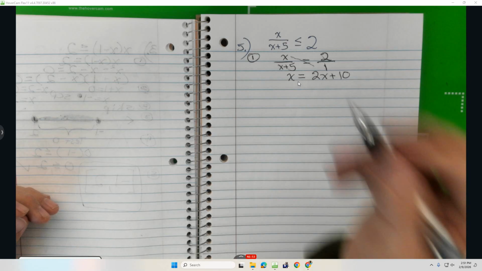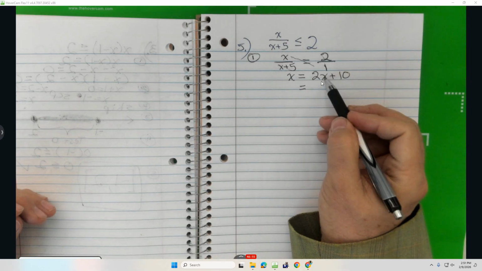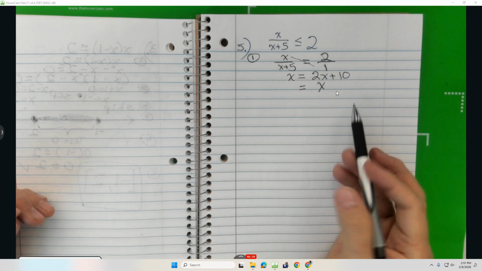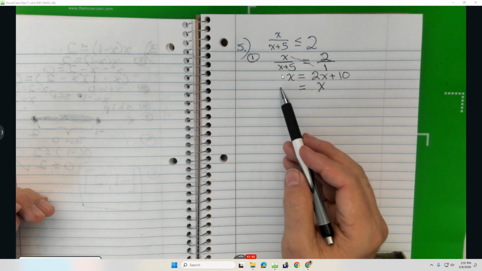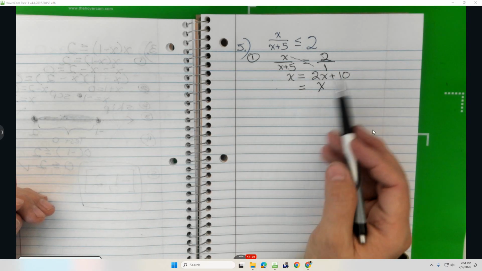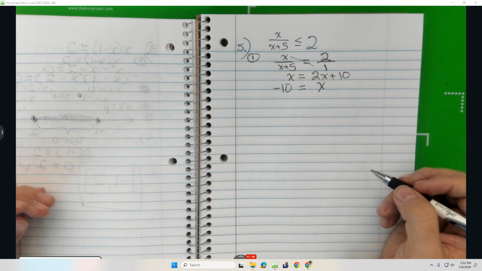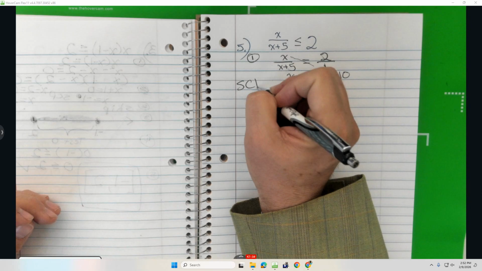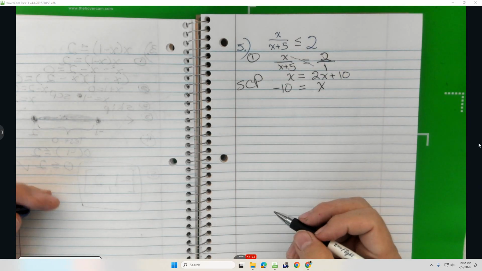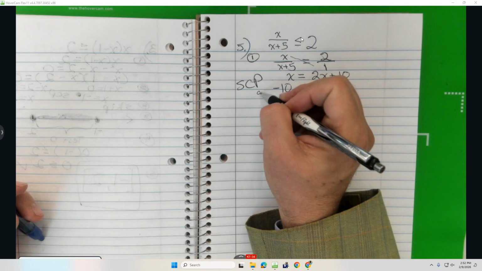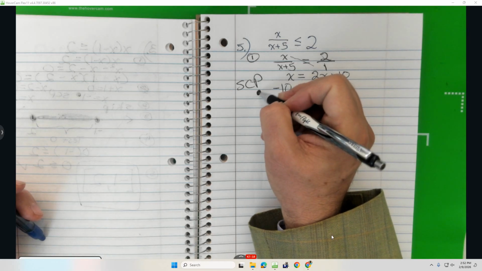So you have 2x minus 1x gives you 1x equals, what are we going to have here on the left side? Negative 10. We only have one solution cut point. Open or closed? There's equality, so we're going to label that negative 10 with a closed circle.